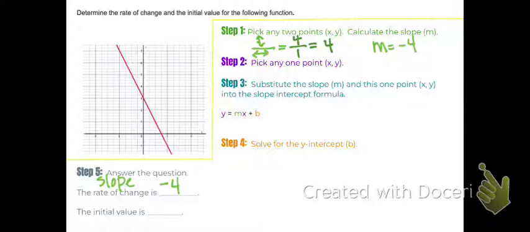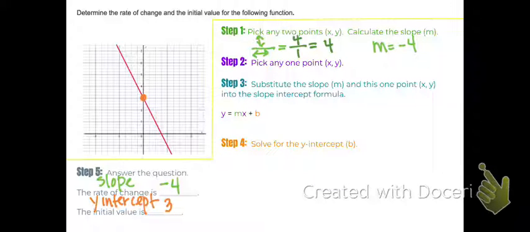How about the initial value? What do you think that is? The initial value is the y-intercept. It's what is y when x is 0. So in this case, on my graph, I can already see the initial value is 3. But I know on your homework, you're presented with some graphs where you can't see where it's crossing the y-axis. You can't see that initial value.